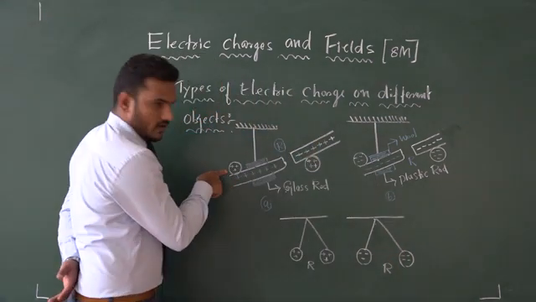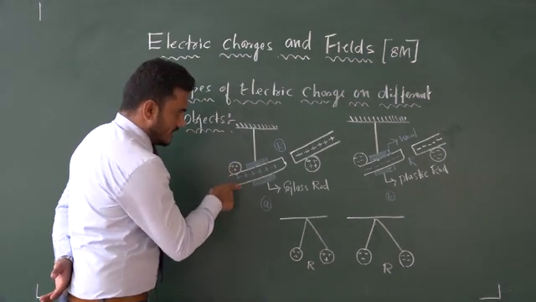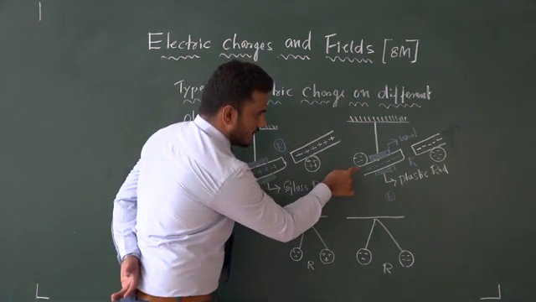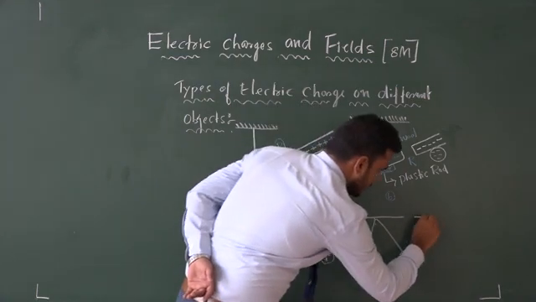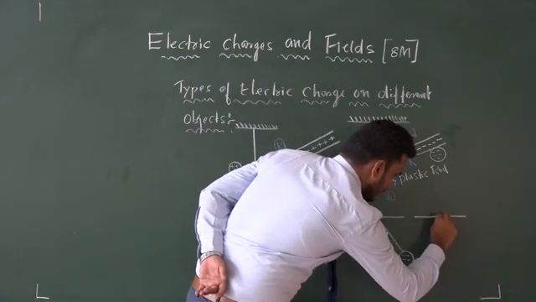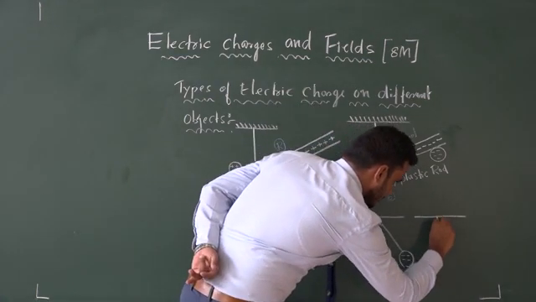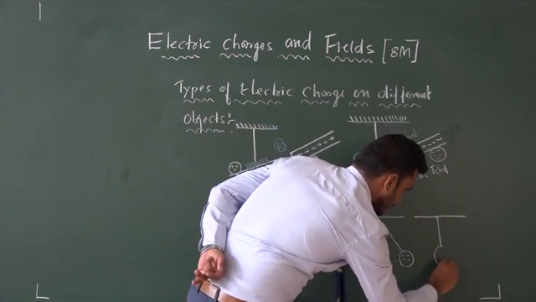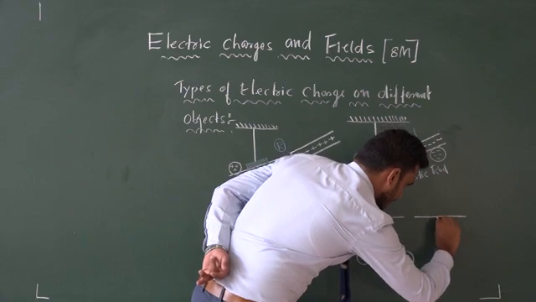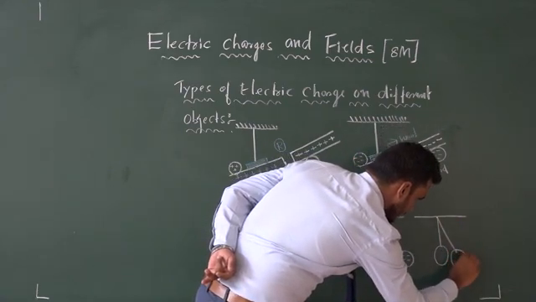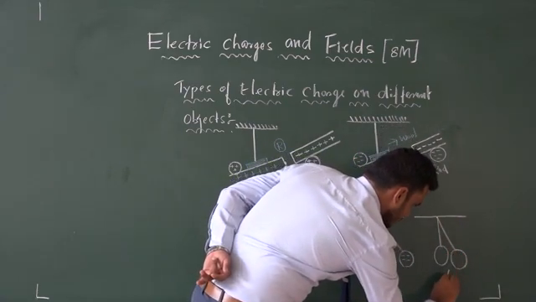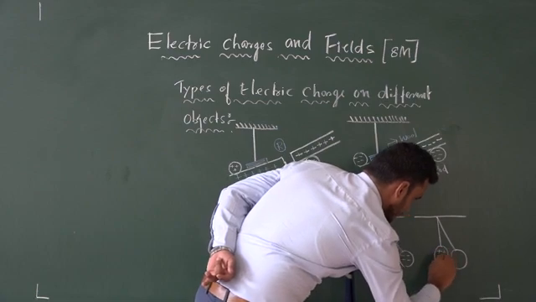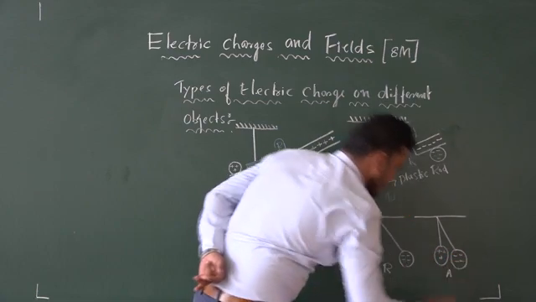Now the pith ball in contact with a glass rod and the pith ball in contact with a plastic rod, I am bringing. So what will happen? They attract each other. Attractive force, since one is positive charge, one is negative charge.